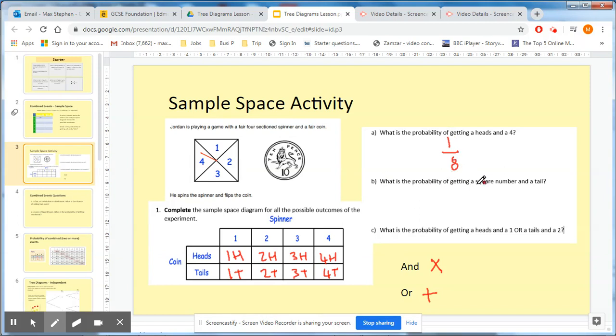The second question says, what's the probability of getting a square number and a tail? So square numbers, we've got 1. 1 times 1 is 1. So 1 squared is 1. And 2 times 2 equals 2 squared equals 4. So our square numbers with tails, we've got 4 on the tails and 1 on the tails. So we've got 2 out of 8. We could also write that as a quarter.